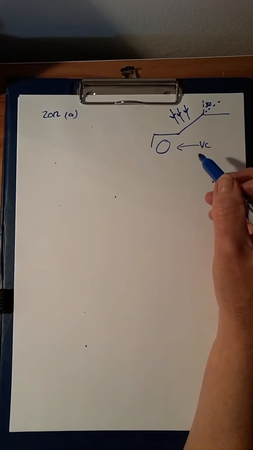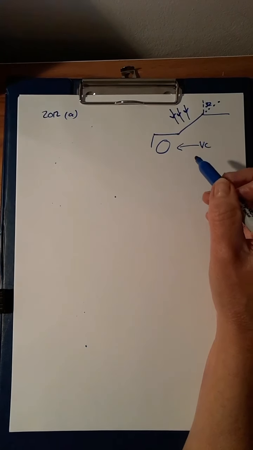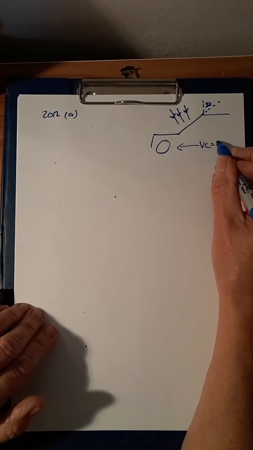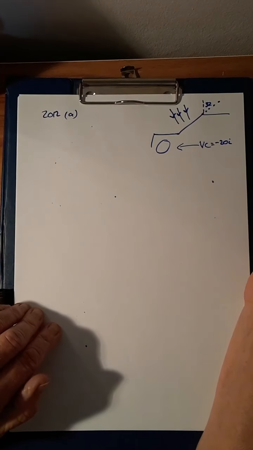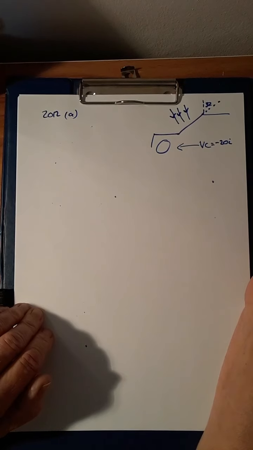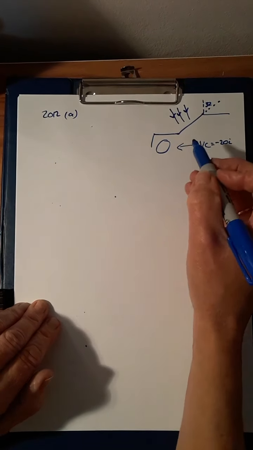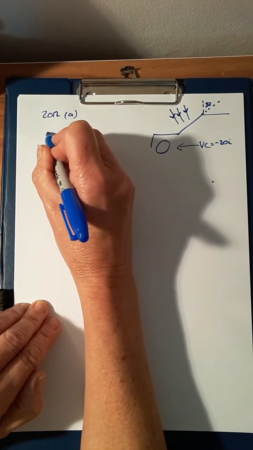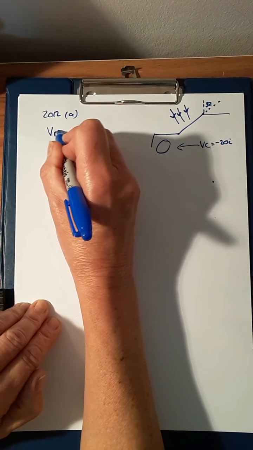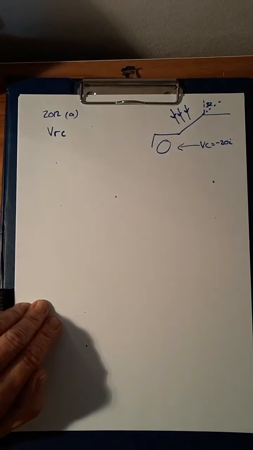Okay, so I'm going to say that the velocity of the car is equal to minus 20i plus 0j. Okay, find the angle at which the rain appears to strike the windscreen. Now, you've got to find the angle at which the rain appears to strike the windscreen. So you want to find the velocity of the rain relative to the car first of all, and then we'll sort out the windscreen.